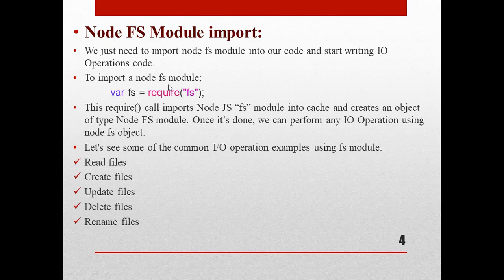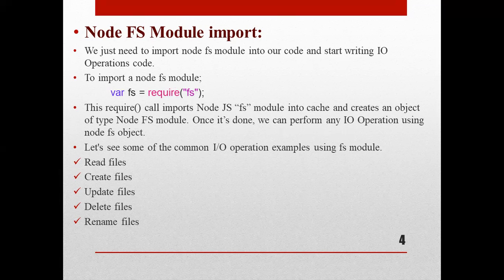Here, how to import that Node FS module? See here. Take one variable like fs equals, use the require function, and inside the brackets write in double quotes fs. This is the core module of Node.js. That is how, using the require function, we can import this fs module. This require call imports the Node.js fs module into cache and creates an object of type node fs module. Once it's done, we can perform any IO operation using the node fs object. Once we import this fs module, we can use the methods of that fs module.